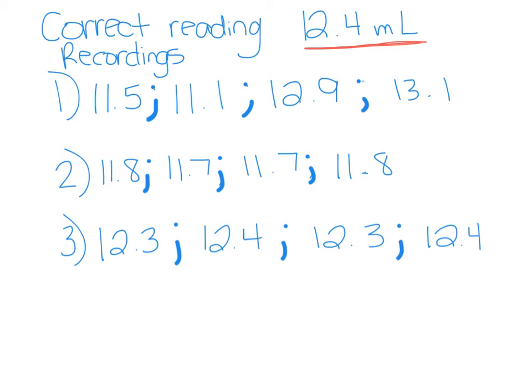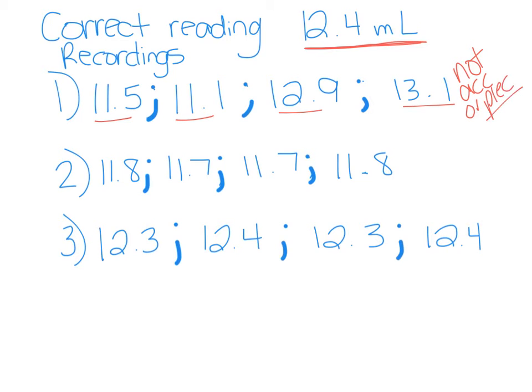So on the first one, we're kind of all over the place. We got 11.5, 11.1, 12.9, 13.1. We're not very close to our correct reading, and we're also not having readings that are similar to each other. So we would say that the first time that we did this, we're not accurate or precise.